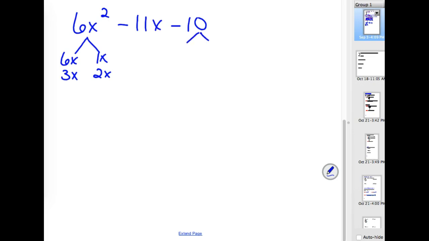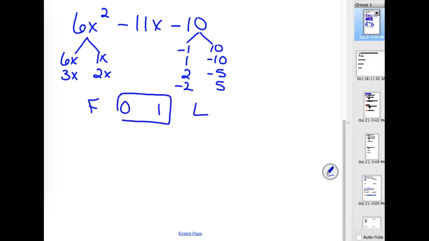Then we look at our negative 10, and we say, how can we multiply to get a negative 10? Well, again, we have a few options. We could do negative 1 times 10. We could do 1 times negative 10. We could use 2 and negative 5, or negative 2 and positive 5. Again, I don't know yet which of those options I need. But I do know that when I do my foiling, my insides and outsides have to combine to be negative 11.